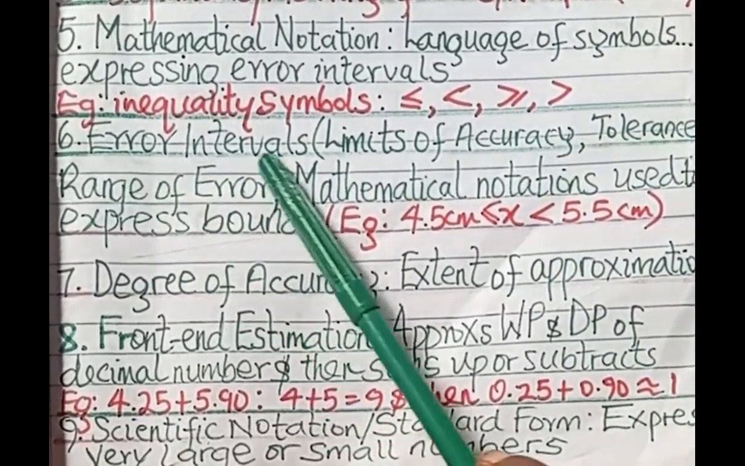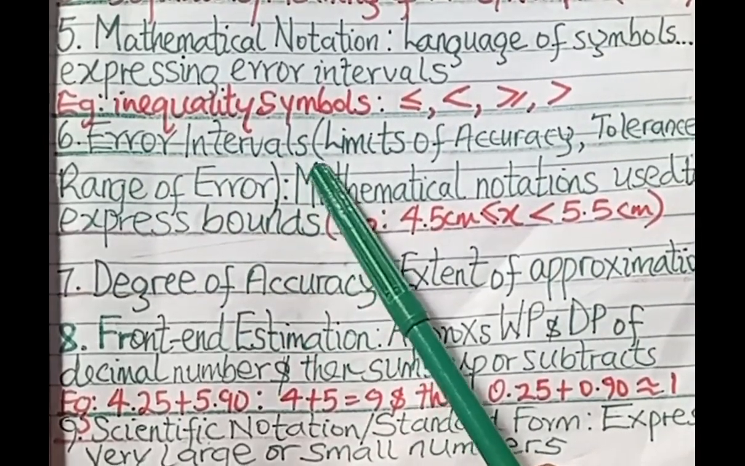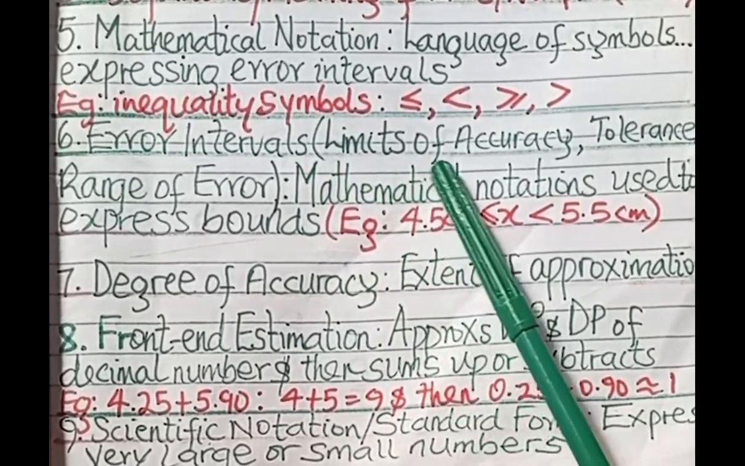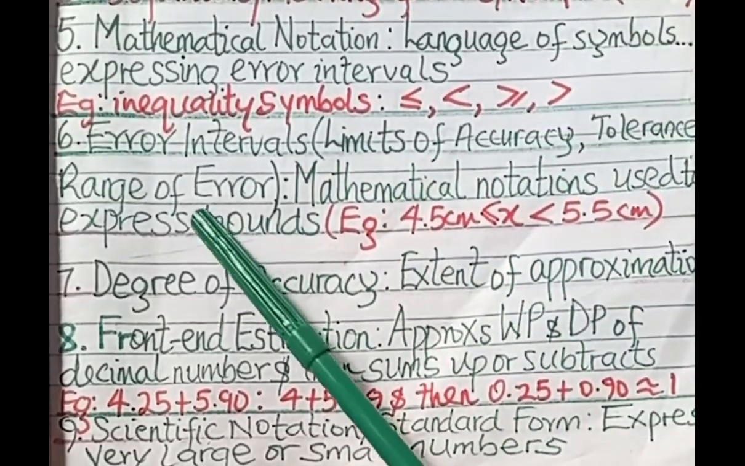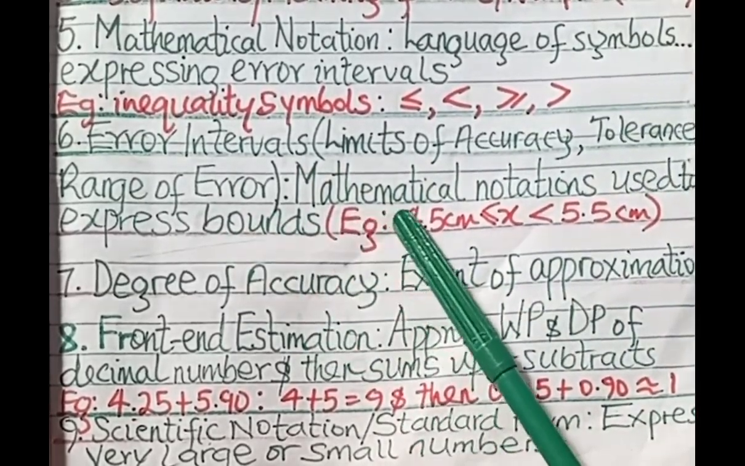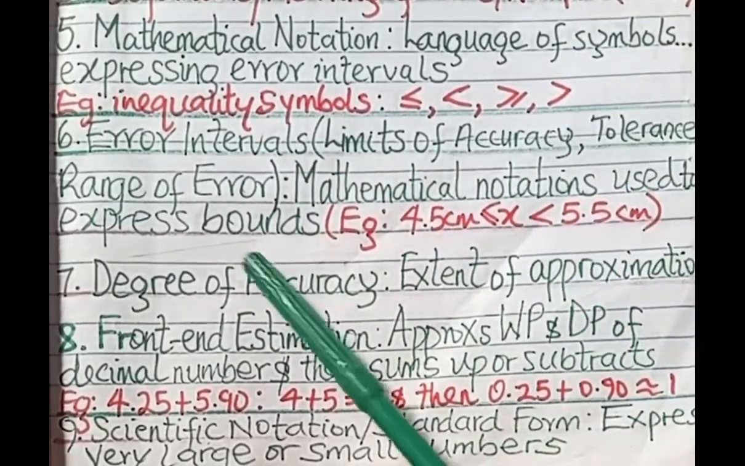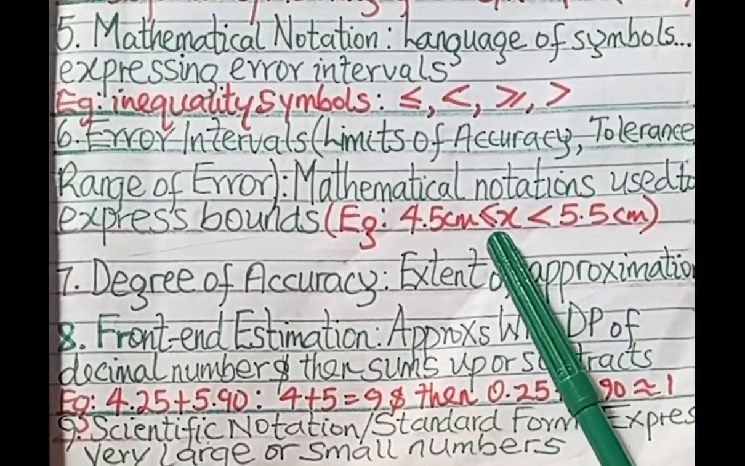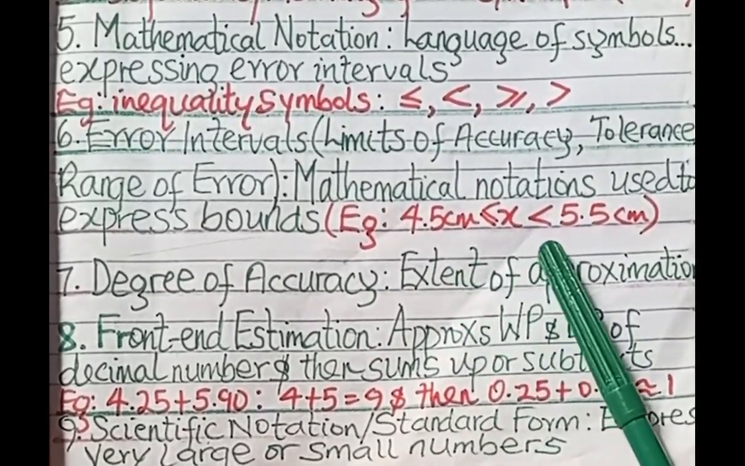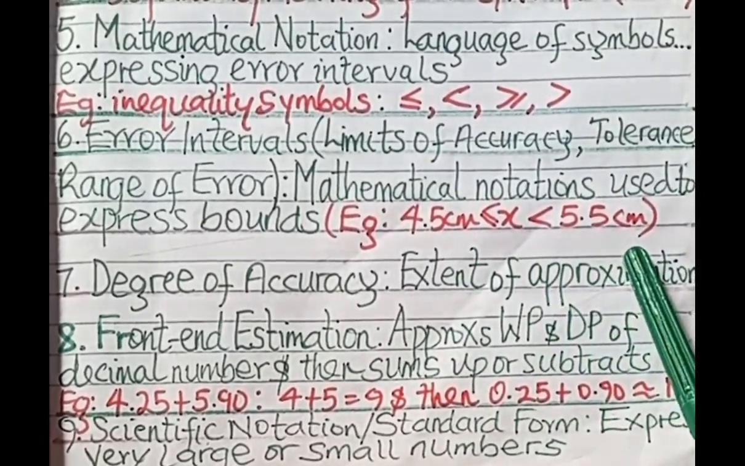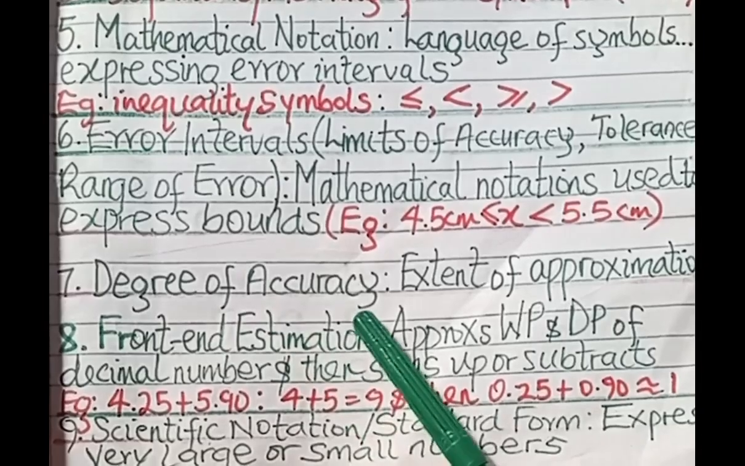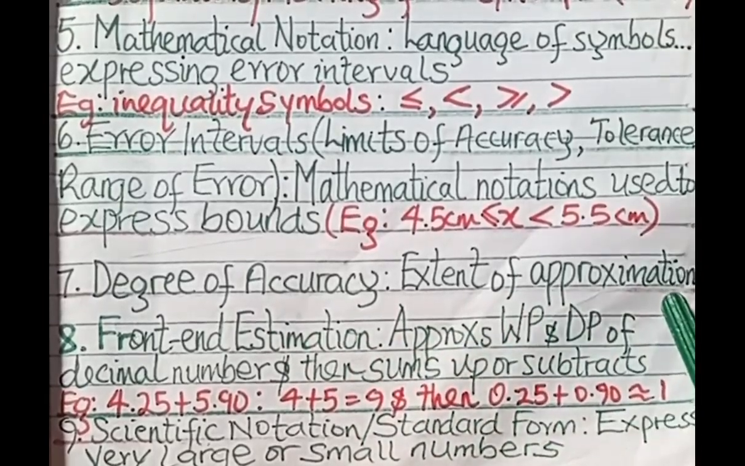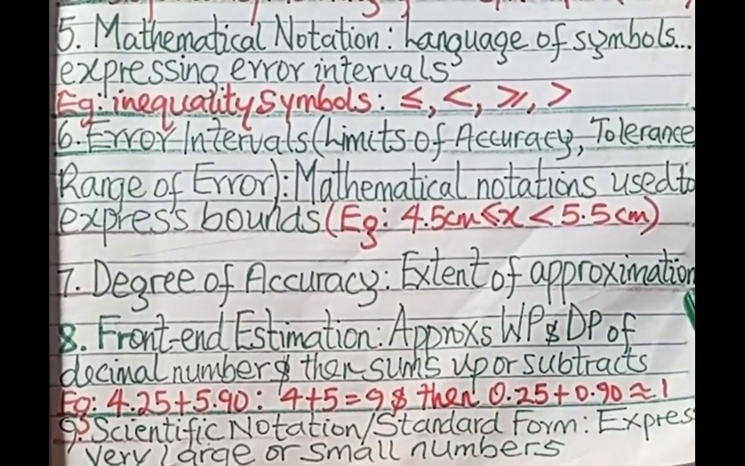We also have error intervals, which can be used synonymously with limits of accuracy, tolerance, and range of error, and is mathematical notation used to express bounds. An example is x is greater than or equal to 4.5 cm and less than 5.5 cm. We also have degree of accuracy, which is the extent to which approximation is done.